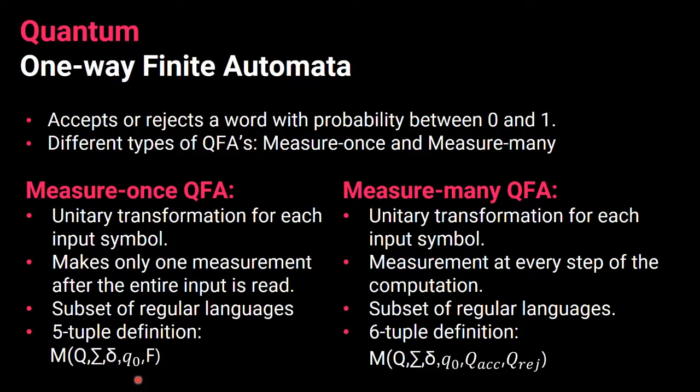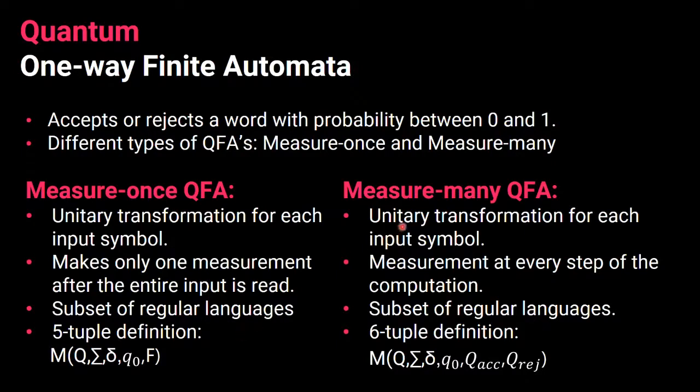The probability of accepting a given string can be found just by applying all of these corresponding unitary matrices. And so measure once QFAs are actually only able to recognize a subset of regular languages due to the restriction of only using unitary matrix operations. And so they're actually weaker than their classical counterparts.